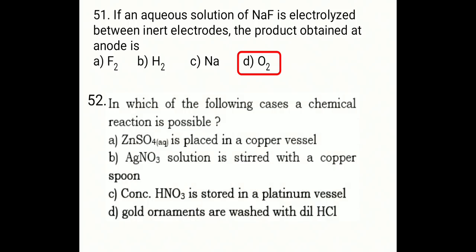52. In which of the following cases is the chemical reaction possible? Remember, recall the galvanic cell. In the case of the galvanic cell, what happens? Zn gives rise to Zn2+, Cu2+ is reduced to Cu. Because of that reason, remember, ZnSO4 is placed in a copper vessel. The reaction is not possible.